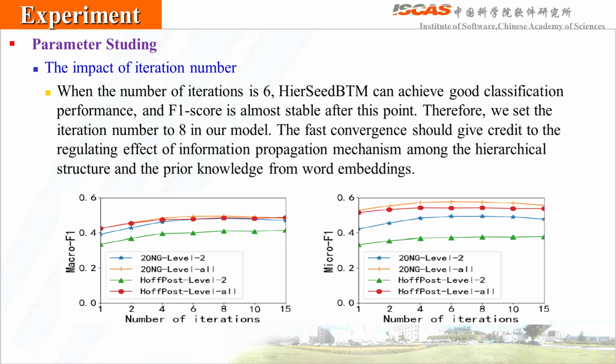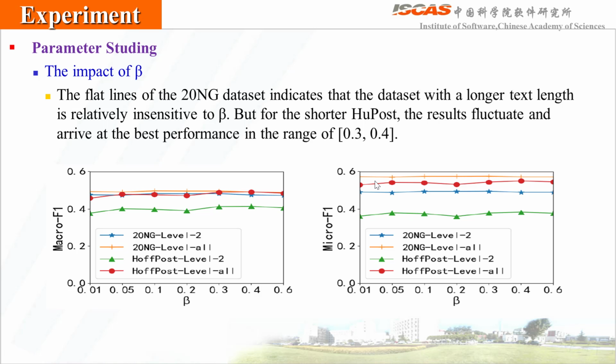We study the impact of iteration number and parameter beta. For the iteration number, when the number of iterations is 6, our model can achieve good classification performance, and the F1 score is almost stable after this point. Therefore, we set the iteration number to 8 in our model. The fast convergence should give credit to the regulating effect of the information propagation mechanism among the hierarchical structure and the prior knowledge from word embedding.